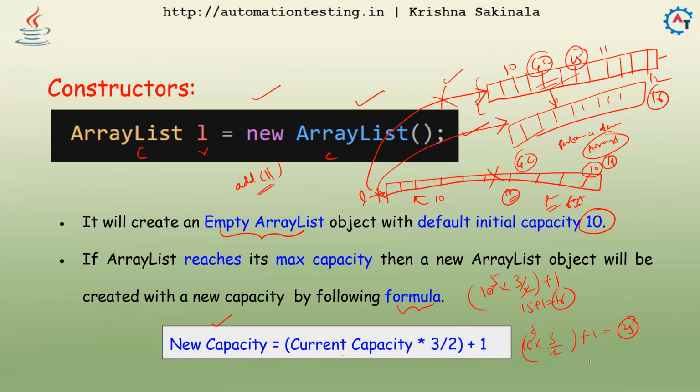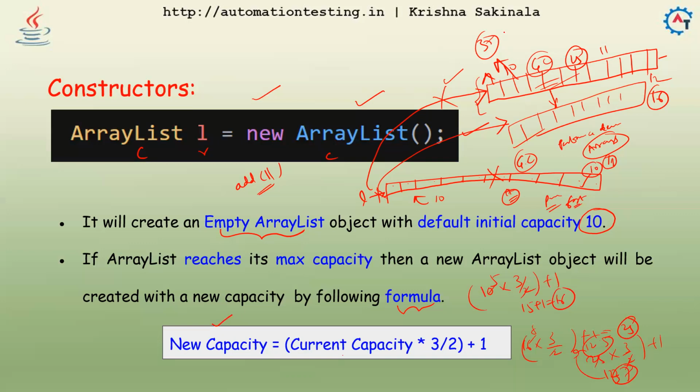If it is 25 into 3/2 plus 1, we cannot do 12.5 because this is an integer. So it will take 12 into 3, 36, plus 1, so 37 elements. When it reaches that, it will create another ArrayList with 37 capacity. This is how it will create, but each time it will copy all the elements into the new one. That is expensive, and because of that performance will be very low.